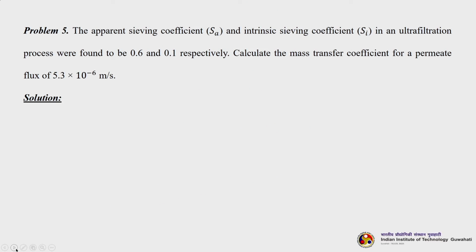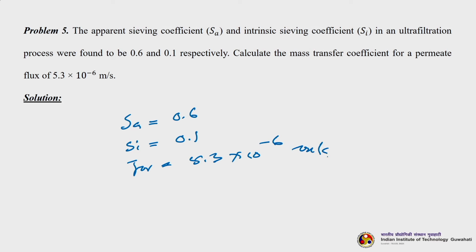So, this is how you will use the sieving coefficient equations. The apparent sieving coefficient and intrinsic sieving coefficient, Sa and Si, in an ultrafiltration process were found to be 0.6 and 0.1 respectively. Calculate the mass transfer coefficient for a flux of 5.3 into 10 power of minus 6 meter per second. So, you know your Sa, apparent sieving coefficient, equals 0.6, your Si is given to be 0.1, your permeate flux is given 5.3 into 10 power of minus 6 meter per second.